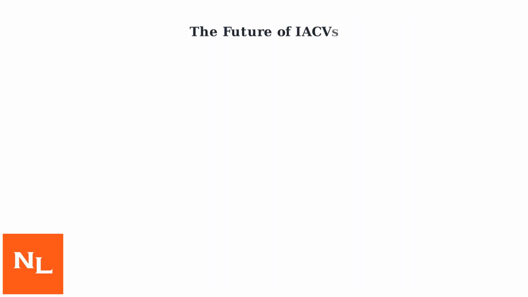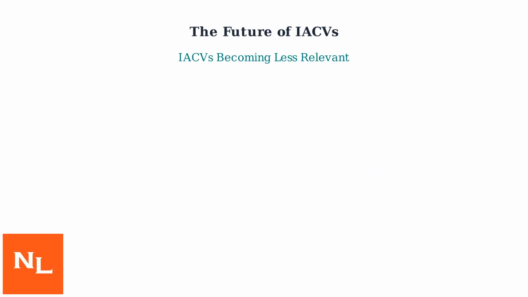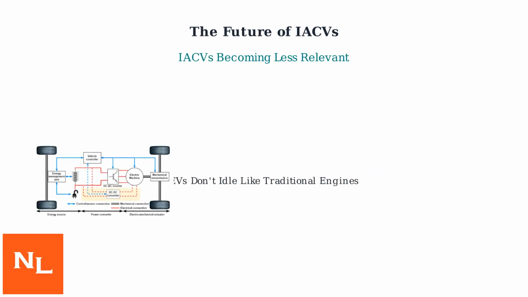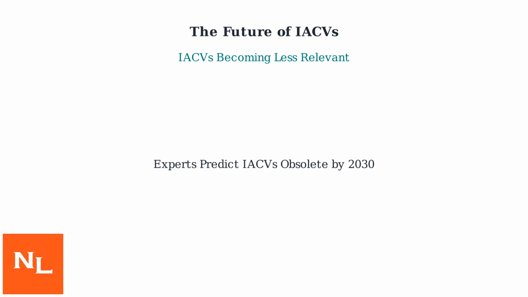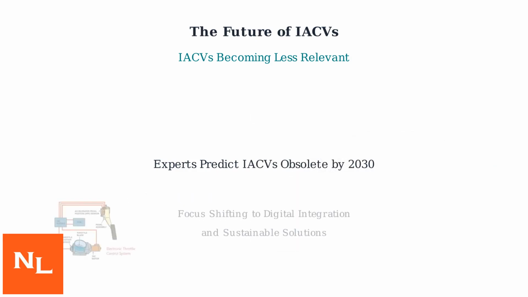With the rise of electric vehicles and hybrid powertrains, IACVs are becoming less relevant. EVs don't idle in the same way as traditional engines, eliminating the need for IACVs entirely. Experts predict IACVs will be obsolete in passenger vehicles by 2030. They will be replaced by electronic throttle control in hybrids and full electrification in EVs. The focus is shifting to digital integration and sustainable solutions.